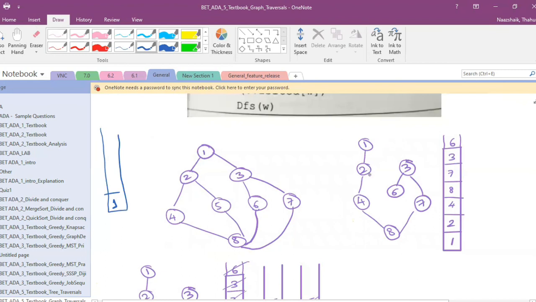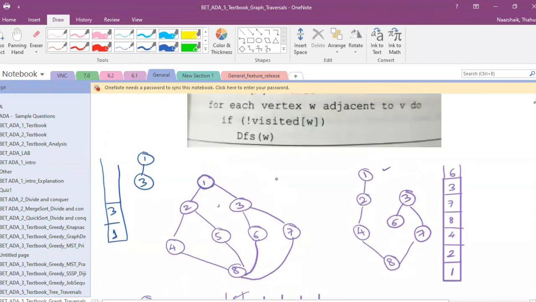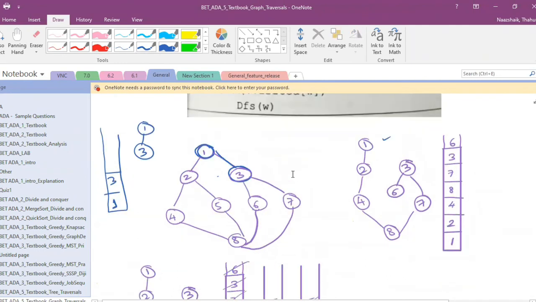Here I have shown an example with two. Now let me take an example with three and show you. You can choose anything, okay. So let me say I took three. So I put three in the stack. So I visited this. Okay, I visited one. I visited three, then I have to go deep, right? I have two more choices. I can go to six or seven. Let me say I chose seven.